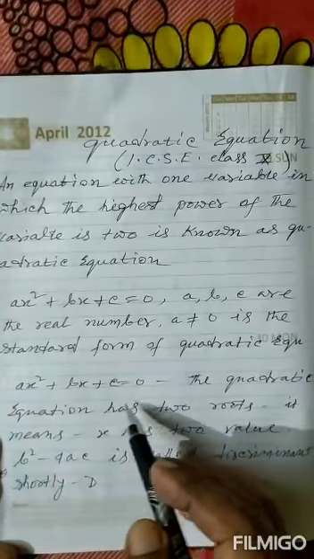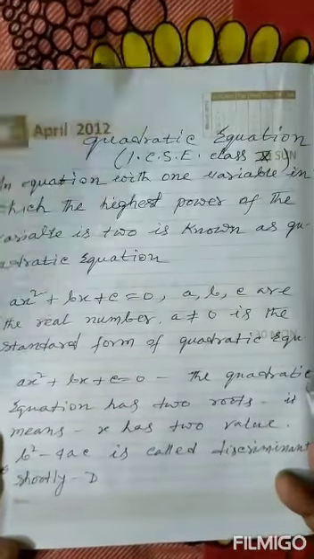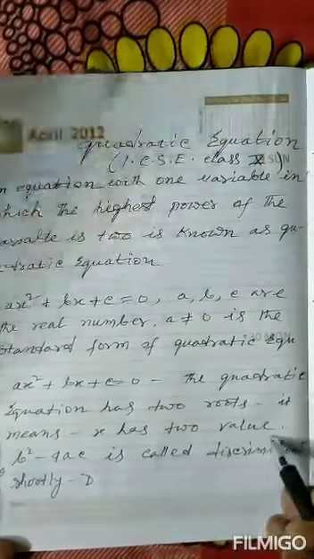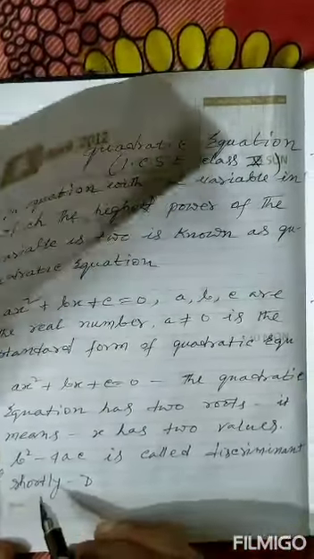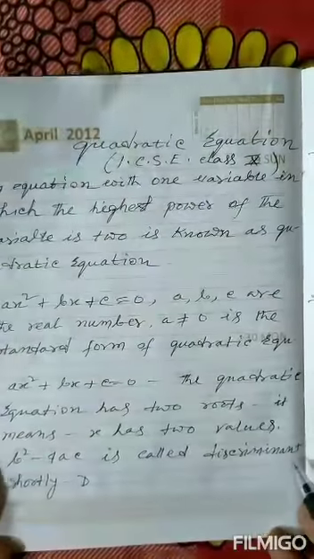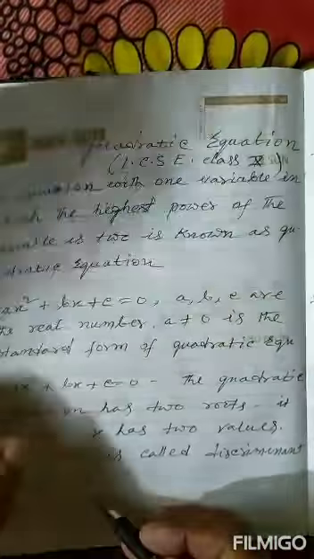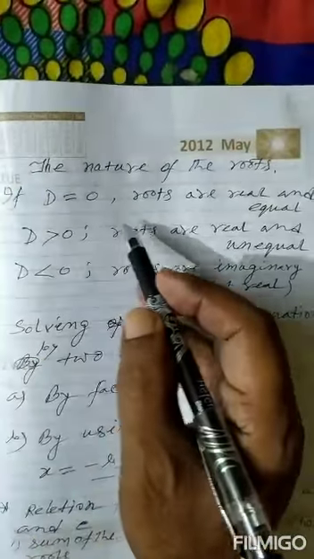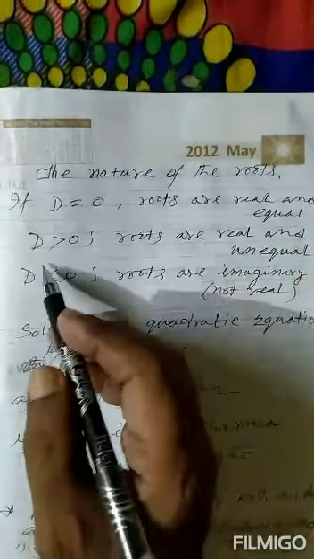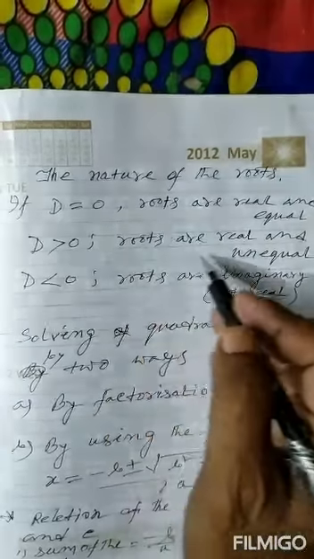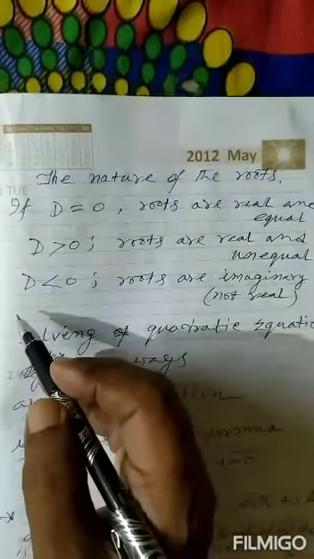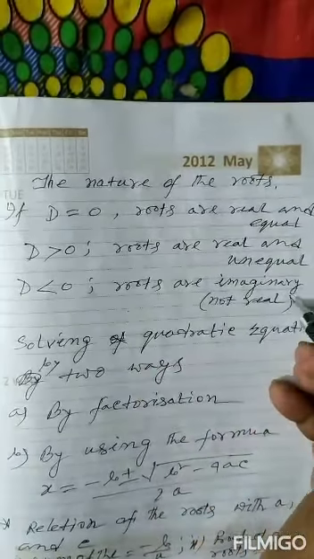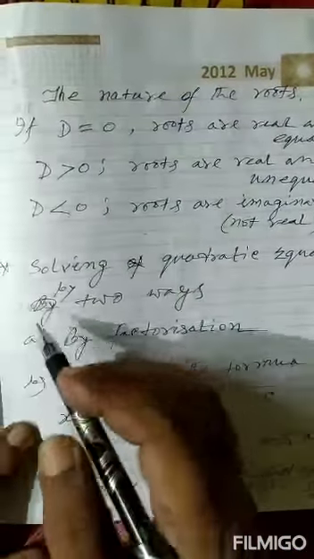The quadratic equation ax square plus bx plus c equal to 0 has two roots. It means x has two values. B square minus 4ac is called the discriminant, shortly capital D. The nature of the roots: if D equal to 0, roots are real and equal. If D greater than 0, roots are real and unequal. If D less than 0, roots are imaginary, meaning not real.